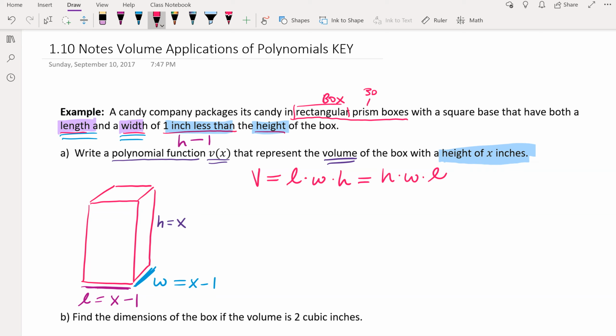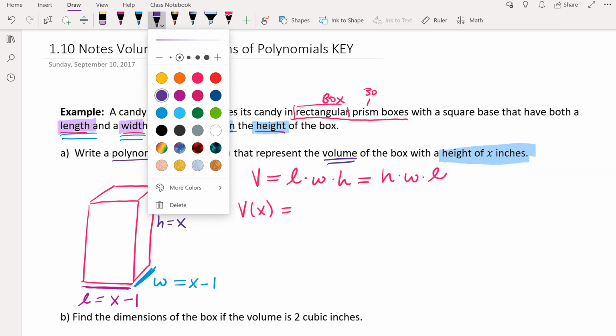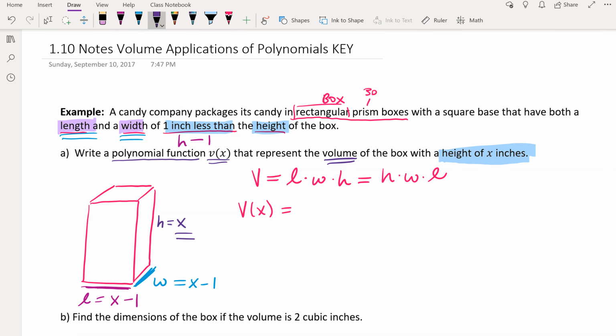Then we're going to plug in our h, our w, and our l, the actual values for those. So let's write our polynomial. V of x equals, and now we plug in for the height. We are going to plug in x as the height, so instead of h, we're going to put x. And then for the width, we're going to plug in x minus 1, so times x minus 1.